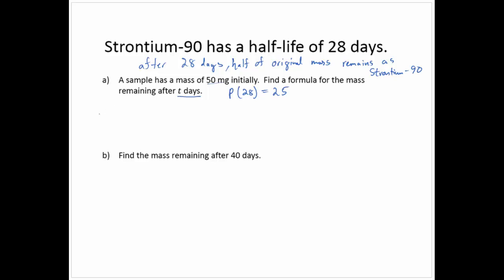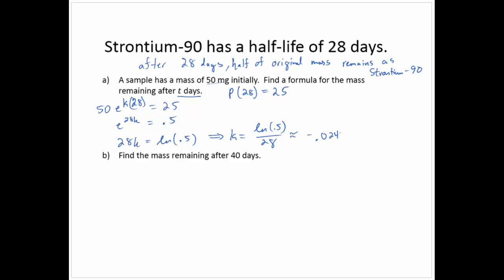So now we have then that 50 e to the k times 28 would equal 25. Divided through by 50, e to the 28k is 1/2, exactly 0.5. Natural log, so 28k is equal to the natural log of 0.5, and so then k is the natural log of 0.5 over 28, which is approximately negative 0.02476.